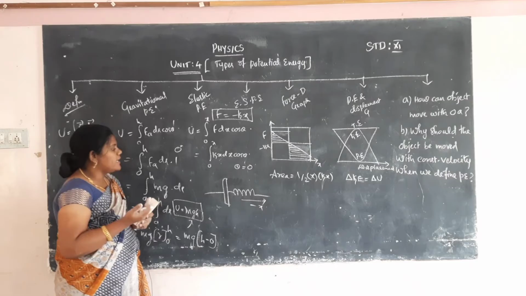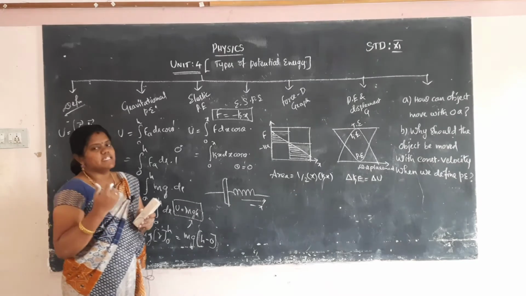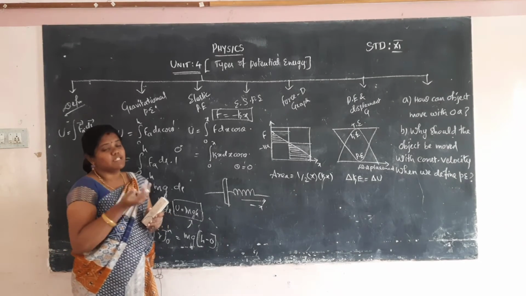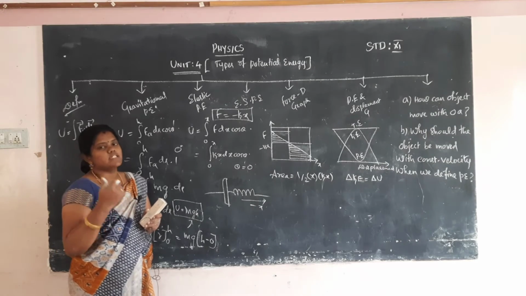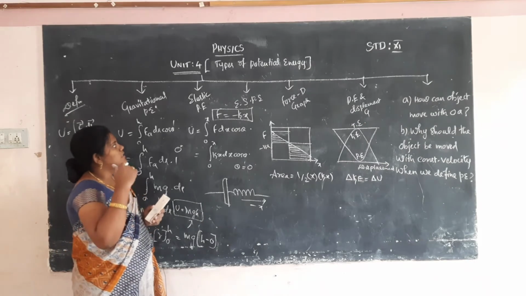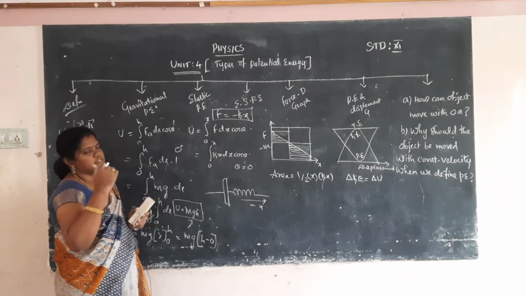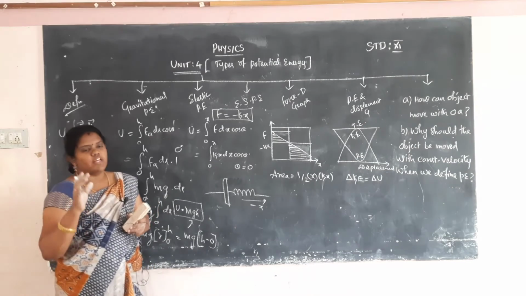So that will be equal to minus k into x. x is the negative displacement, so x will be denoted as minus. So minus F is equal to minus k into x. That is the formula for restoring force.